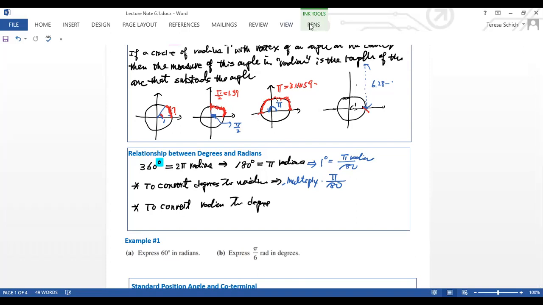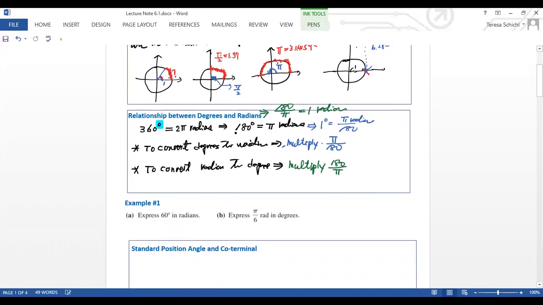from the same relation, if you divide by pi, then 180 over pi degrees is equal to 1 radian. So how do you go from radians to degrees? You need to multiply by 180 over pi. Do you see? That's the reason why I color coded here, so make sure you understand.